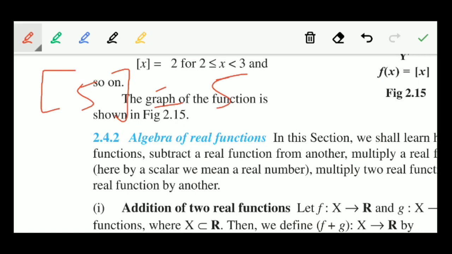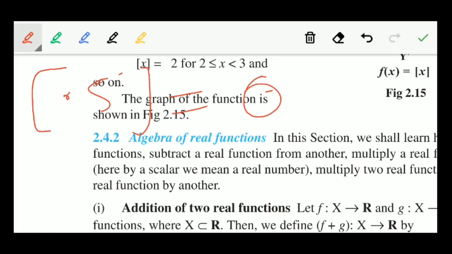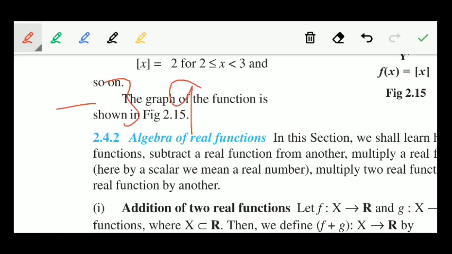Now see the next example. Suppose here is 0.5. So its value is 0, because 0 is the nearest integer on the left hand side of the given 0.5. Similarly, the next example, minus 3.9. Its value is minus 4, because minus 4 is the integer immediately on the left hand side of x. And see more examples.